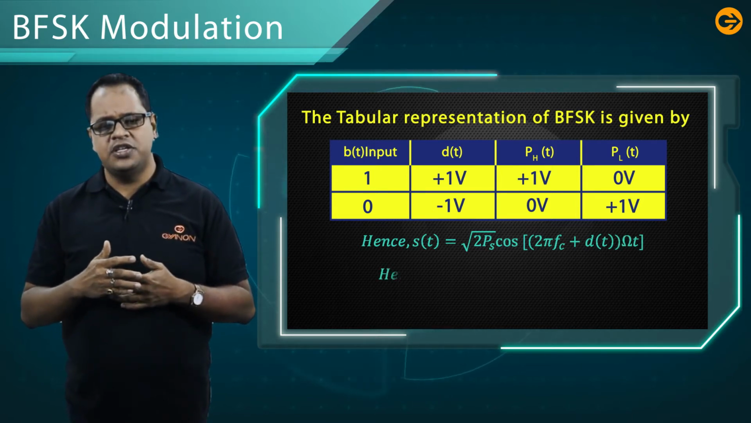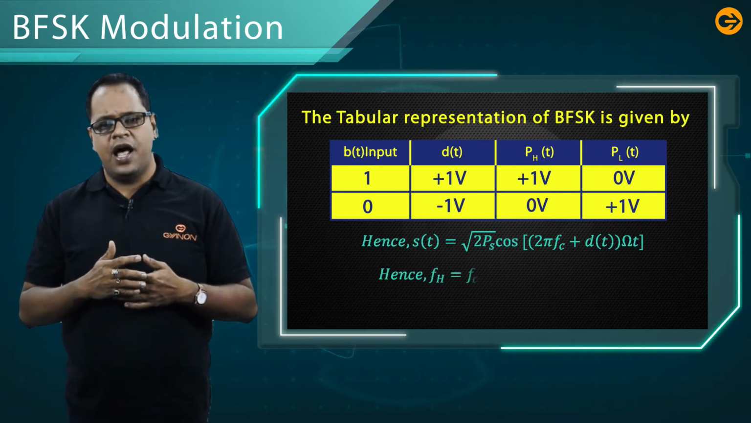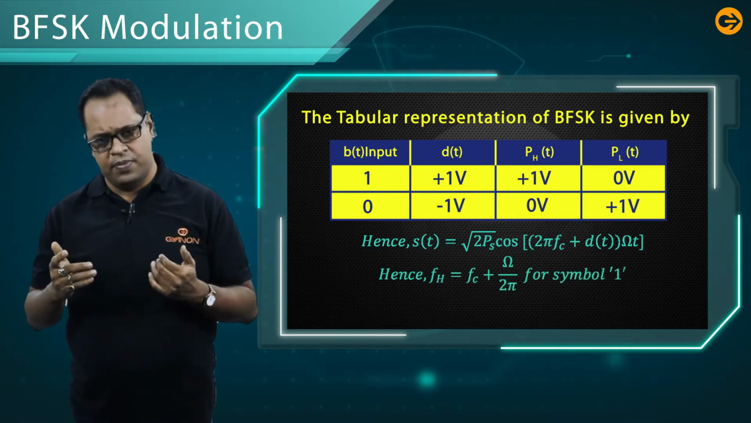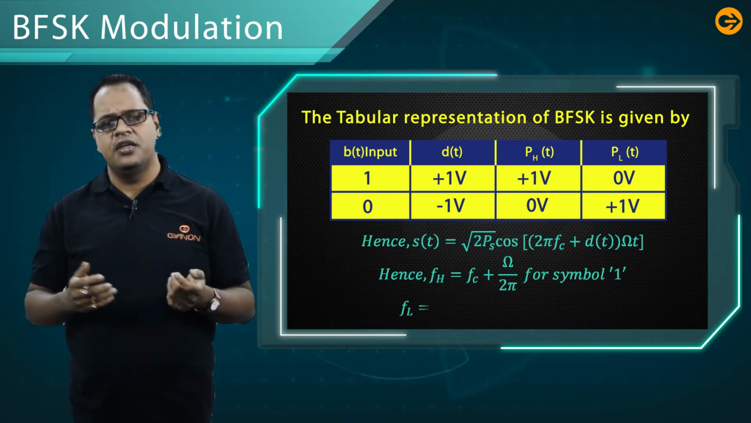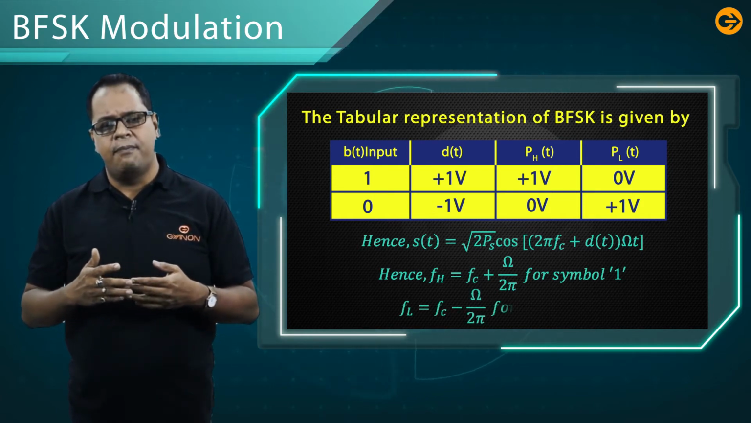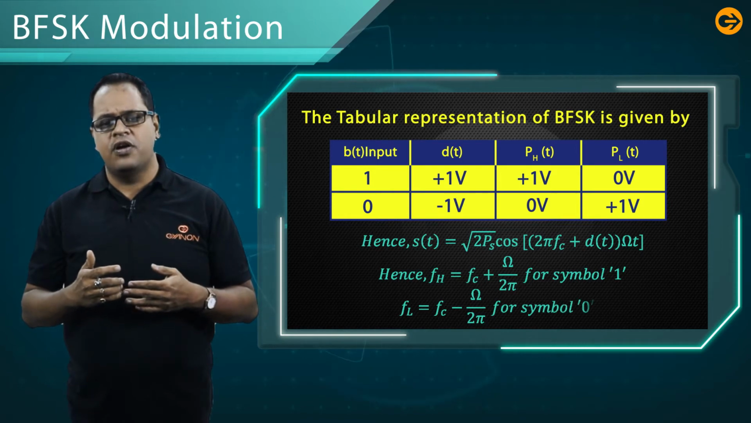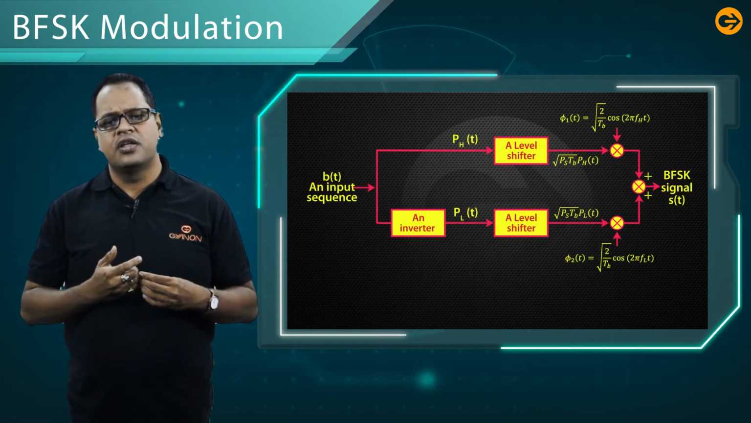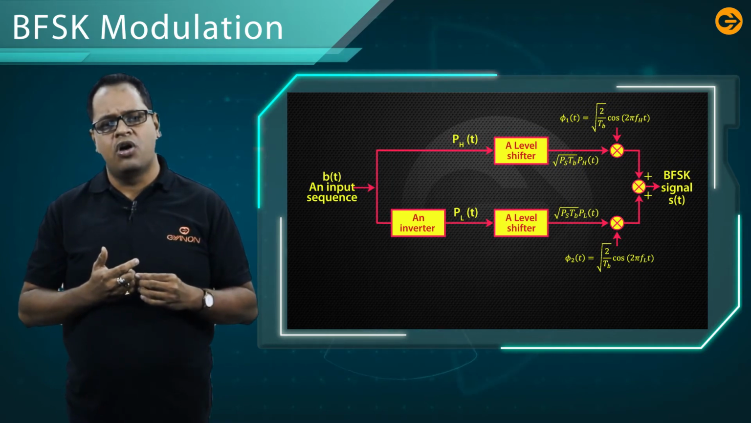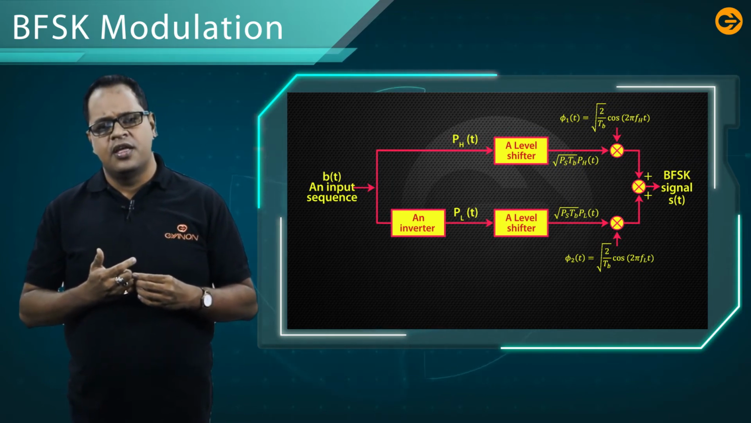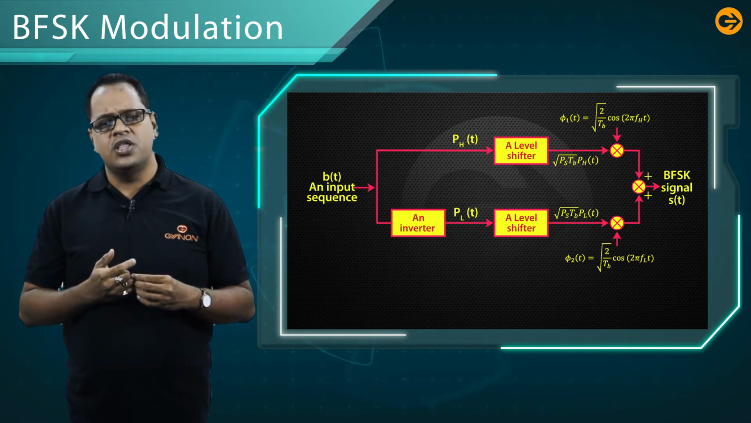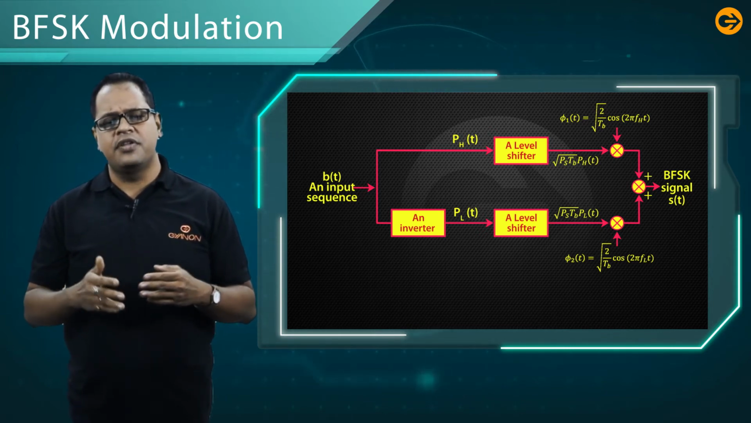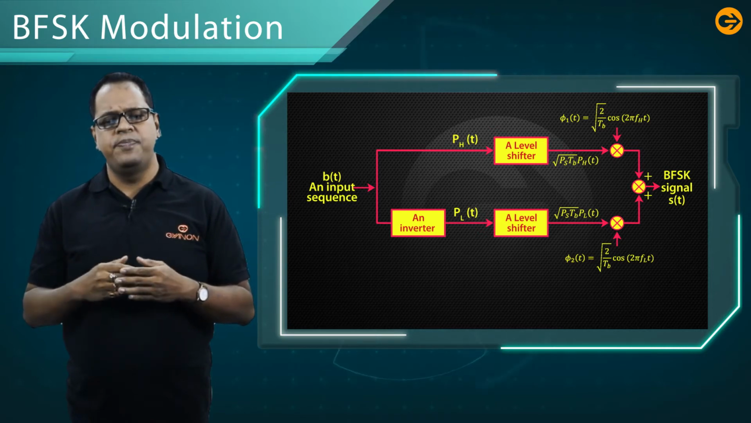So, f_H is equal to fc plus omega by 2 pi for the symbol representation of 1 and f_L is equal to fc minus omega by 2 pi for symbol is equal to 0. Let us consider the modulation block diagram of the BFSK. The signal is transmitted with a high level or a low level, and the signal is level shifted to root Ps Tb.